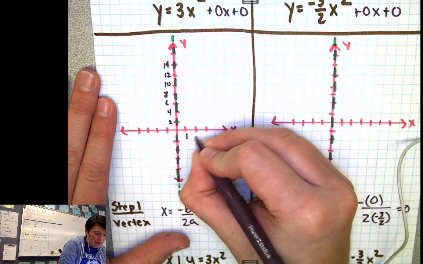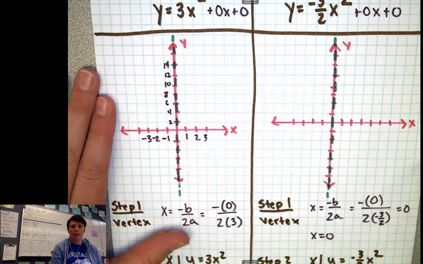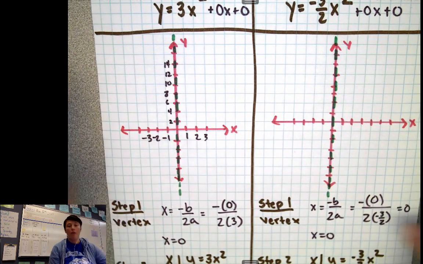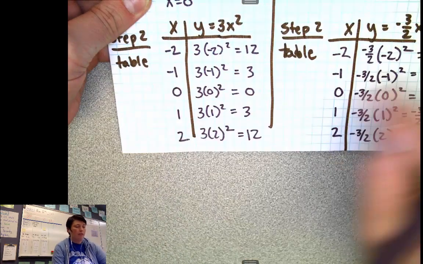I think I can just go 1, 2, 3, negative 1, negative 2, negative 3 here though. I don't think I need to do anything too crazy there. And we're going to plot the points from the table, which is way down below. So negative 2 and 12 will go on my graph first.